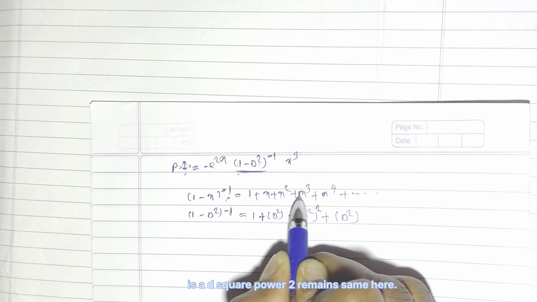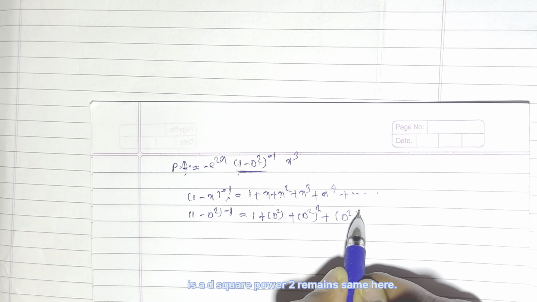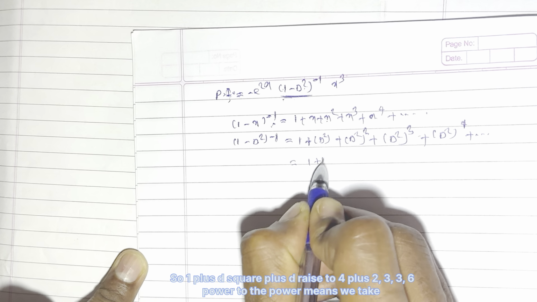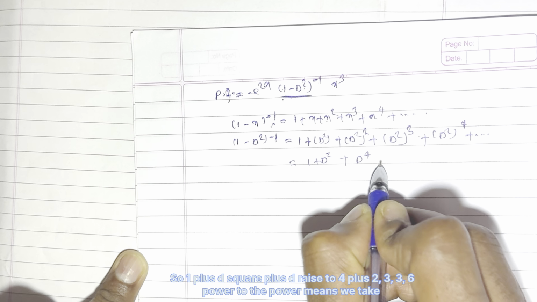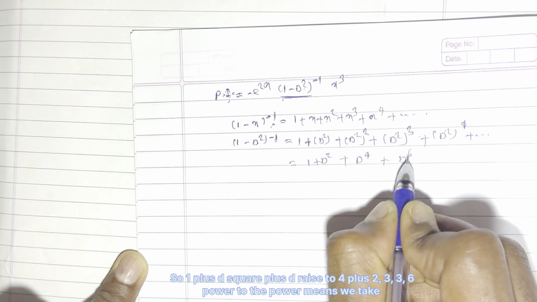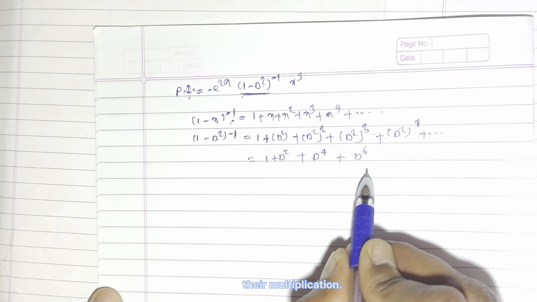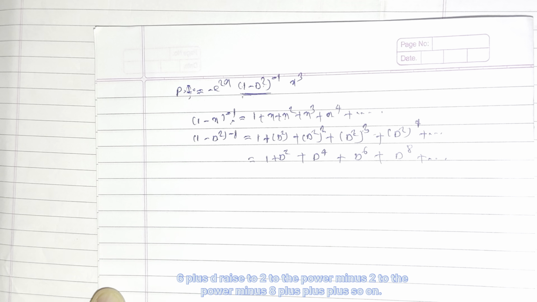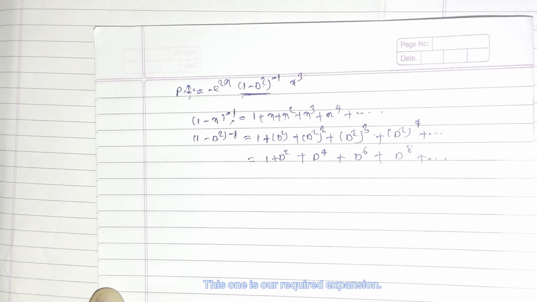So instead of x, which is d square, the power remains the same, plus instead of x, which is d square, the power 3 is coming, plus instead of x, which is d square, power 4 remains the same, plus so on. So 1 plus d square plus d raised to 4 plus d raised to 6, because 2 threes are 6, the power to the power means we take their multiplication, plus d raised to 8, since 2 fours are 8, plus so on. This one is our required expansion.